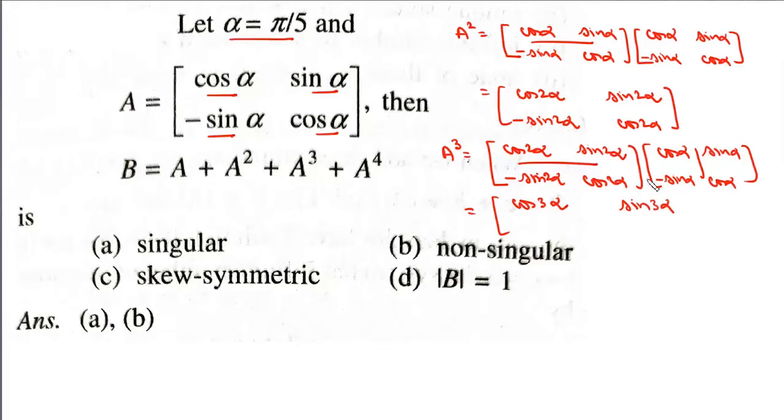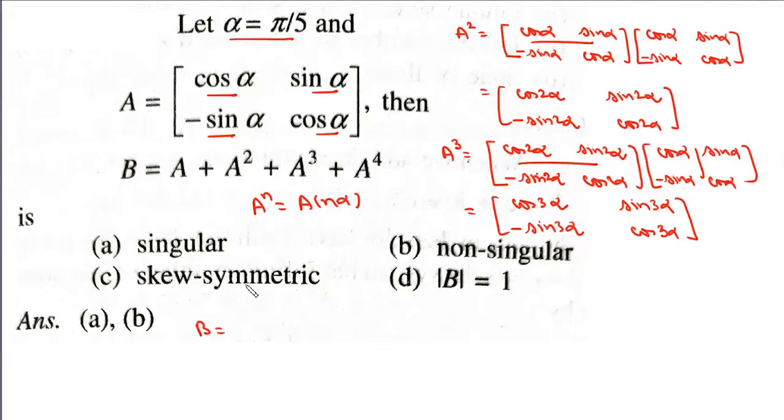Now here it is minus sin A cos B minus cos A sin B, so it will be minus sin 3 alpha. And here will be cos A cos B minus sin A sin B, which again is cos 3 alpha. So from here we can say this A to the power n is nothing but [cos n alpha, sin n alpha; minus sin n alpha, cos n alpha].